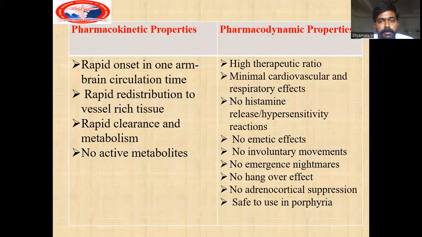So pharmacokinetic and pharmacodynamic properties. The ideal induction agent should have a rapid onset and a good arm-to-brain circulation time, a rapid redistribution from the vessel-rich tissue, rapid clearance and metabolism, no active metabolites. High therapeutic ratio, minimal cardiovascular and respiratory effects, no histamine release or hypersensitivity reaction, no emetic effects, no involuntary movements, no emergence nightmares, no hangover effect, no adrenocortical suppression, and safe to use in porphyria.